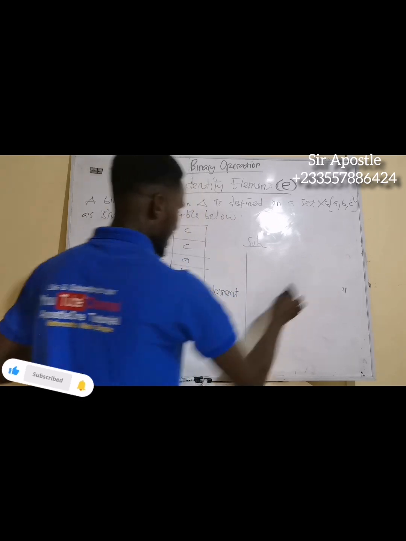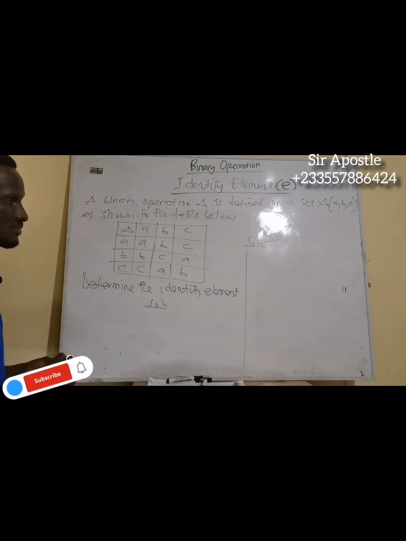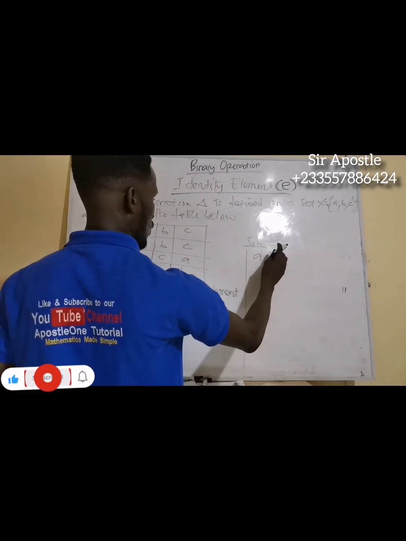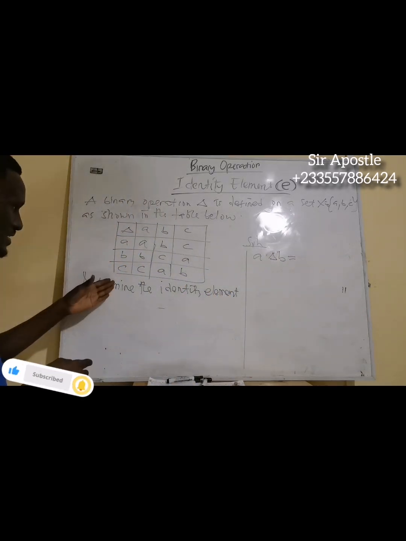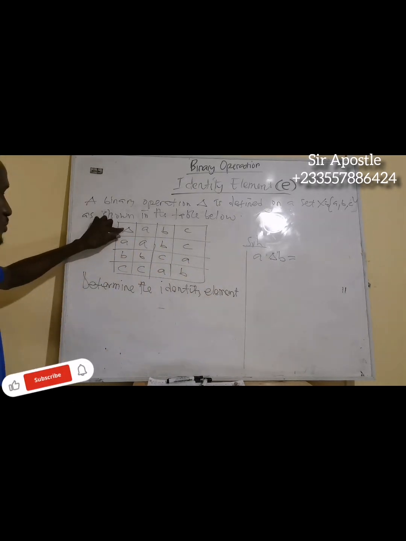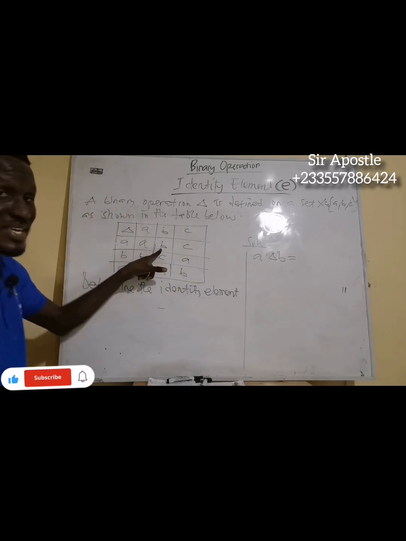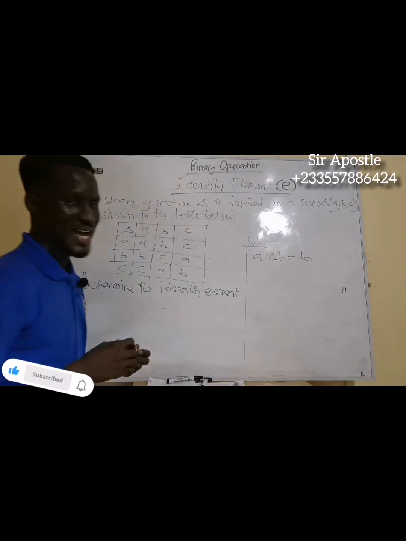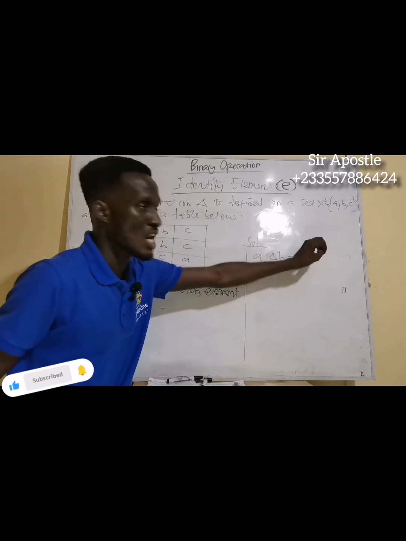So, for example, let's see how we can get the answer. It means I have to combine two of these elements. So let me combine A operation B. On the table, I'm going to take this one as my first number and this one as my second. So A operation B on the table is B. A operation B is giving me B. Now, with A operation B giving me B, you have to be able to identify the identity element from here.